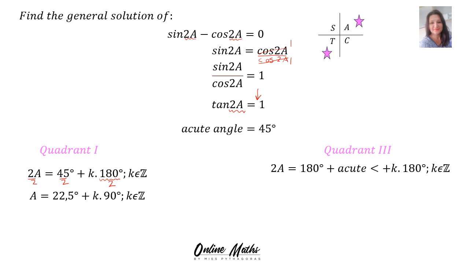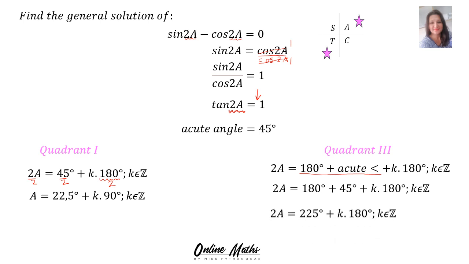In the third quadrant, on the left hand side, there's the 2a. It was this angle that used to live there by tan. And then in the third quadrant, the rule is 180 degrees plus the acute angle plus k times 180, k element of Z. Now in goes the acute angle, the 45, and you add that. So you end with 2a is 225 degrees plus k times 180, k element of Z.